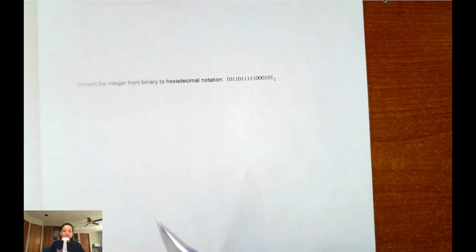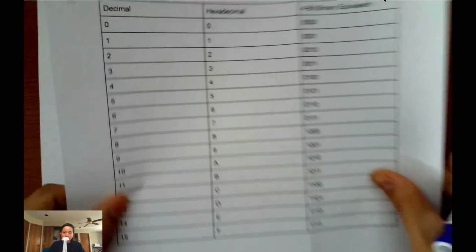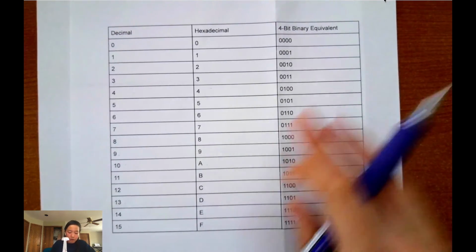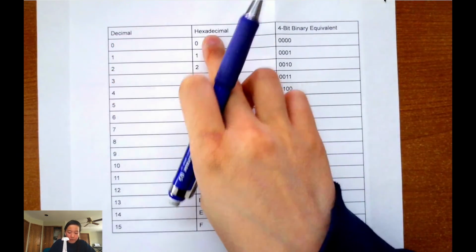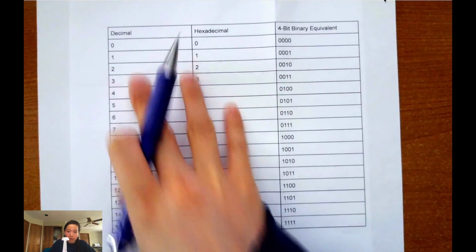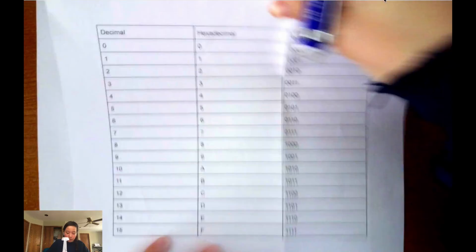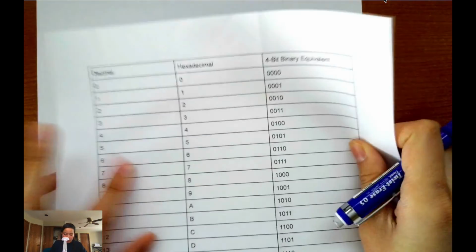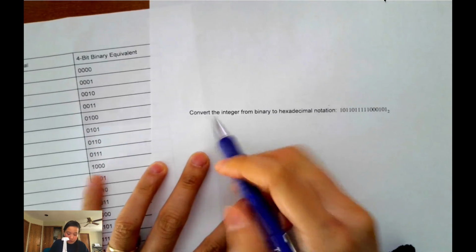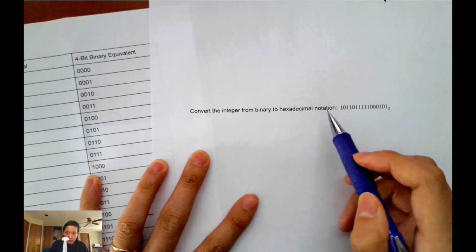Okay, if your teacher is really nice, they might let you use this chart. They might let you use a chart that has the decimal form, the hexadecimal form, and the 4-bit binary equivalent of all of these numbers. So let's use this chart to solve the very last question. Convert the integer from binary to hexadecimal notation.